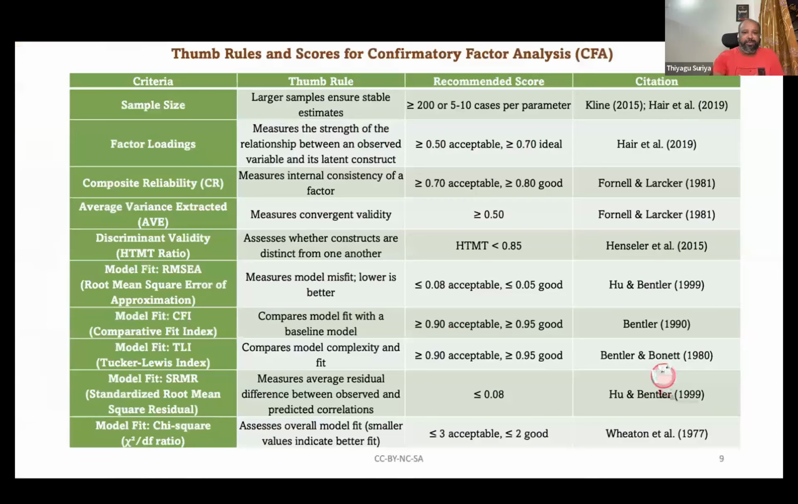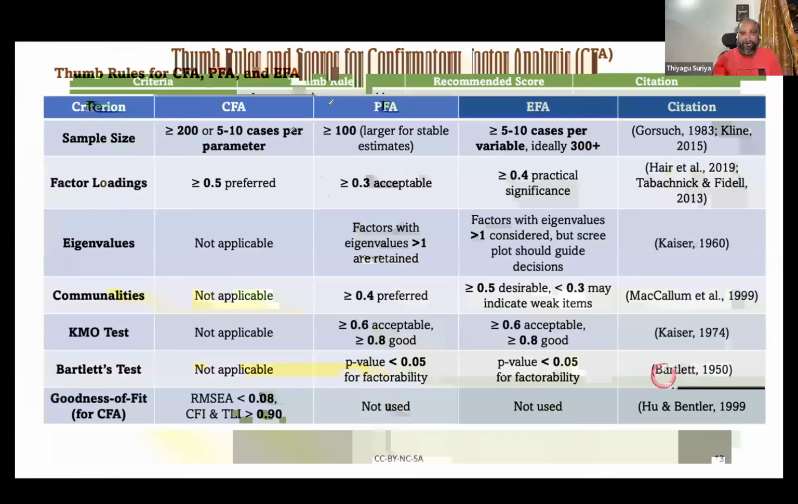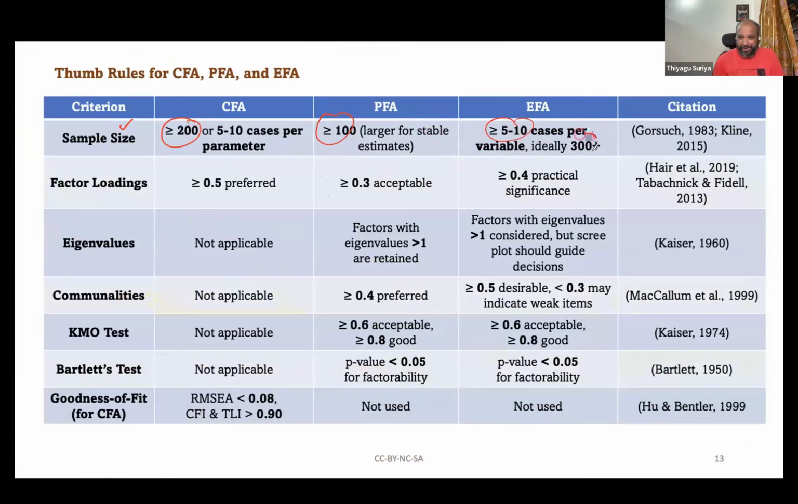This course, if you want to take a screenshot, here I'm talking about the basic rules of thumb for the criteria. If you want, you can take this one because all 3 things are there: CFA, PFA, and EFA. I made a single table. Sample size will be about 200. CFA essentially needs a high sample size. PFA is at least 100 and above. And in the case of EFA, 300 plus is ideal.